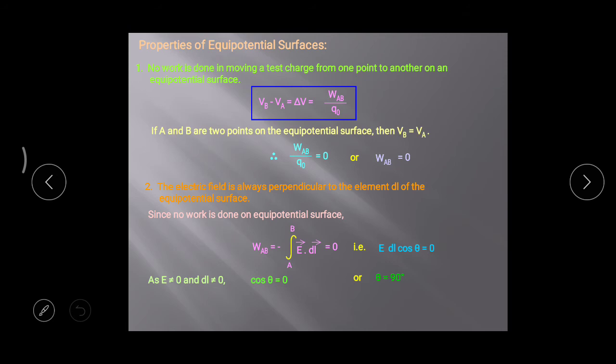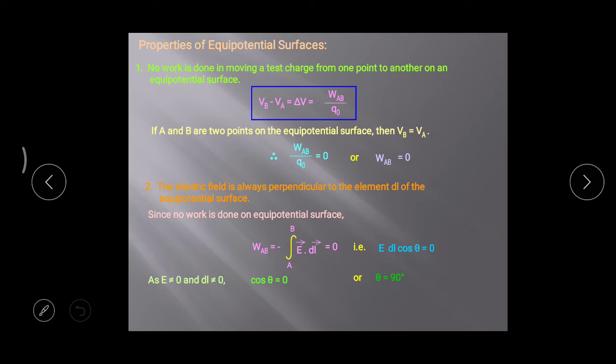Now we are going to study some of the properties of equipotential surfaces. The first and most important property is that no work is done in moving a test charge from one point to another on an equipotential surface. This can be proved by using the definition of potential difference, that is Vb minus Va equal to Wab upon Q0. Since A and B lie on the same equipotential surface, Va is equal to Vb, hence potential difference is 0 and work done is also equal to 0. Hence no work is done in moving a charge.